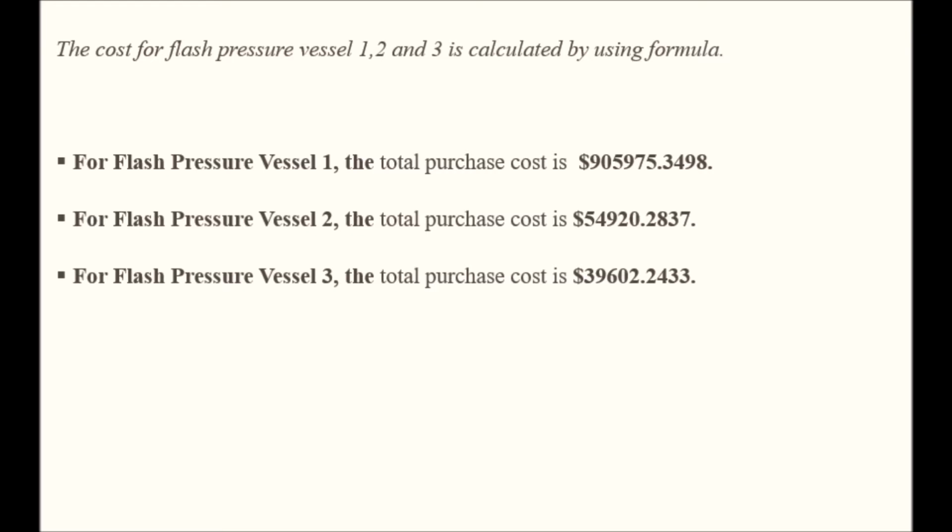The cost for flash pressure vessel 1, 2, and 3 is calculated by using a formula. For flash pressure vessel 1, the total purchase cost is 905975.3498 $, while for flash pressure vessel 2 it is 54920.2837, and for flash pressure vessel 3 it is 390602.2433.